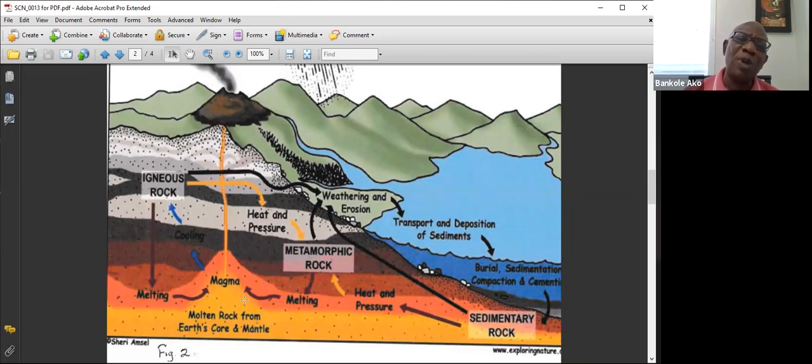When these existing rocks or pre-existing rocks are affected by pressure and temperature, they turn into what we refer to as metamorphic rocks. Examples of sedimentary rocks that you are familiar with include sands, the ordinary sand you see each day, the sandstone, which is cemented sand, clay, shale, limestone, that you are also familiar with.